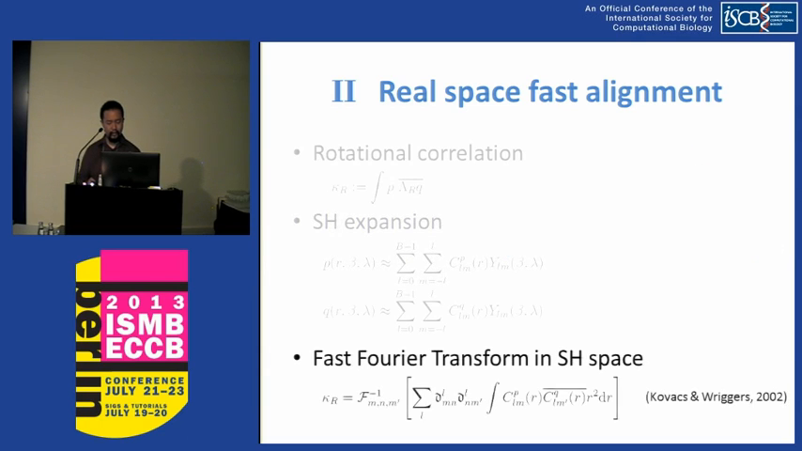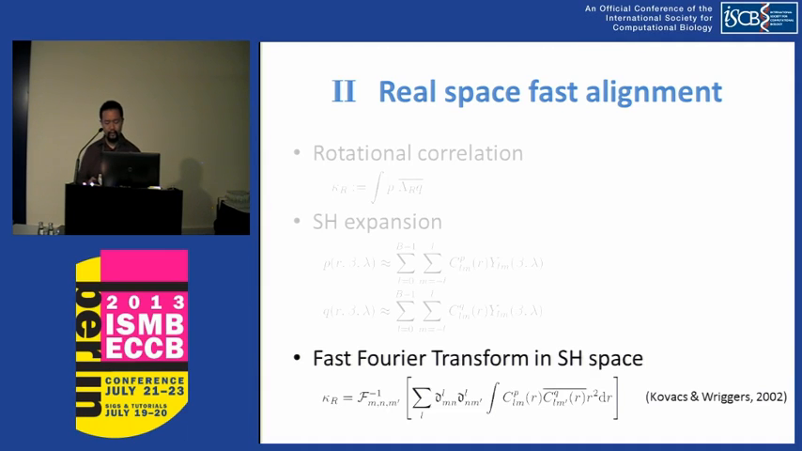Given such an expansion, a fast calculation of the rotation correlation can be done by simultaneously calculating all the correlations over all the rotation angles through a fast Fourier transform with a suitable parameterization. And after calculating the rotational correlation over all the rotational angles, we get an array of correlations.